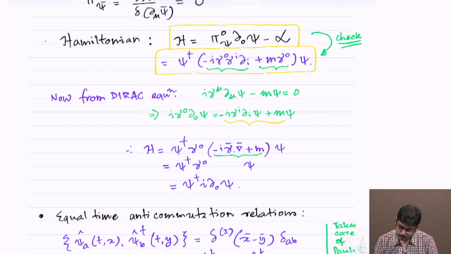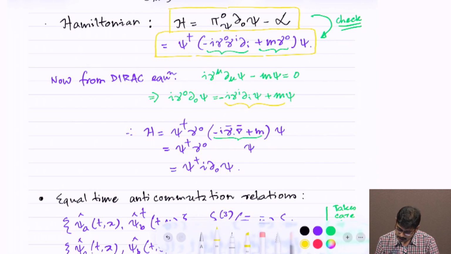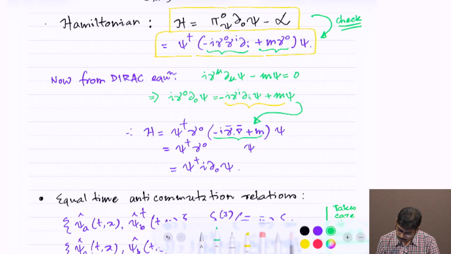So, this is what you have basically: minus i gamma · del psi plus m psi, with a gamma 0 which is actually being multiplied from the left. Therefore, H is psi dagger, gamma 0 you are taking out, and this is minus i gamma dot del plus m, and this quantity from the Dirac equation you can replace from here, right, and this turns out to be what?